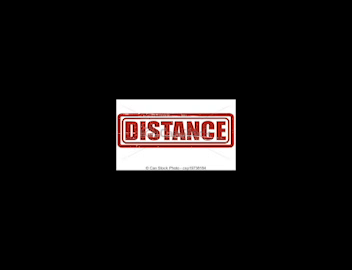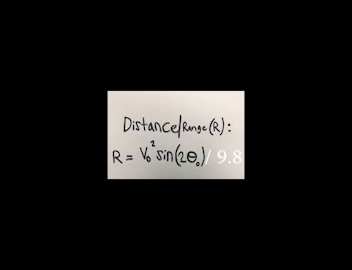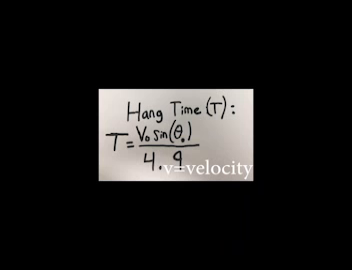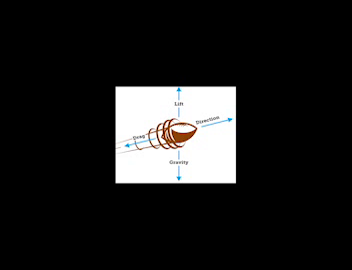The equation for horizontal range, also known as distance of the ball, goes as follows. R equals V0 squared sine 2 theta over 9.8. The equation for hang time goes as follows. T equals V0 sine theta over 4.9. The ball's distance and hang time can be affected by air resistance.